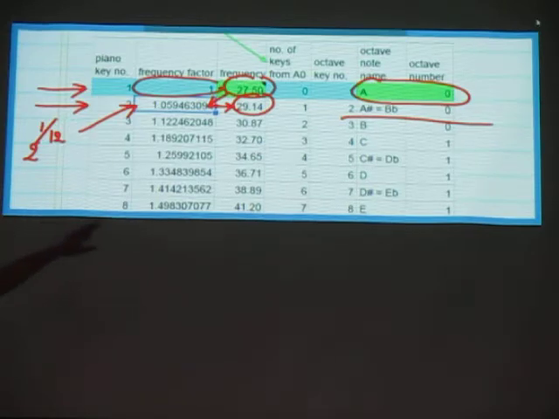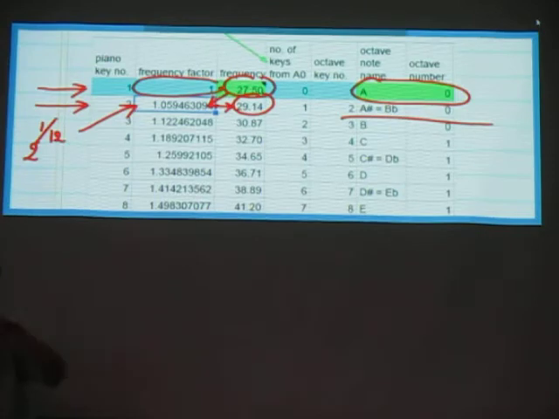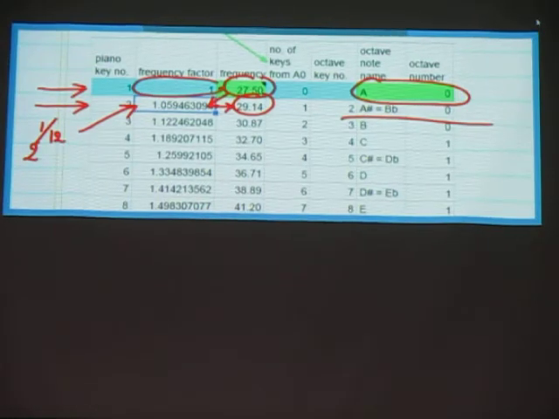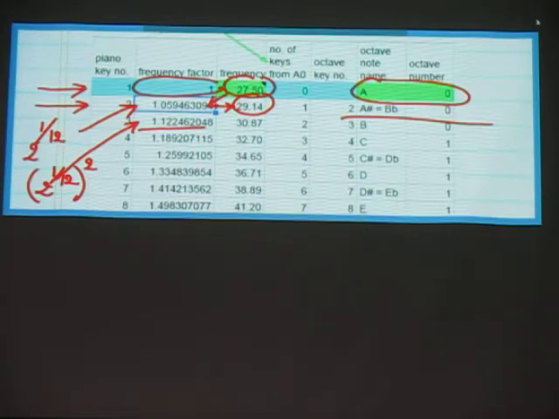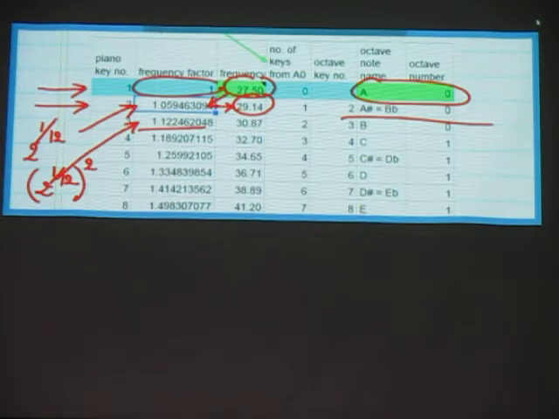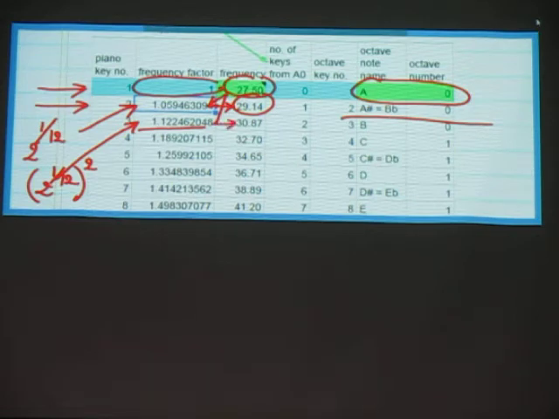Okay? And then for the third row, it's the same thing. You multiply by 2 to the power 1 over 12 again. So this number here is 2 to the power 1 over 12 squared, or 2 to the power 2 over 12. That's this number. Then you take 27.5 multiplied by this factor, and you get the frequency 30.87, which corresponds to note B0. And so on and so forth.